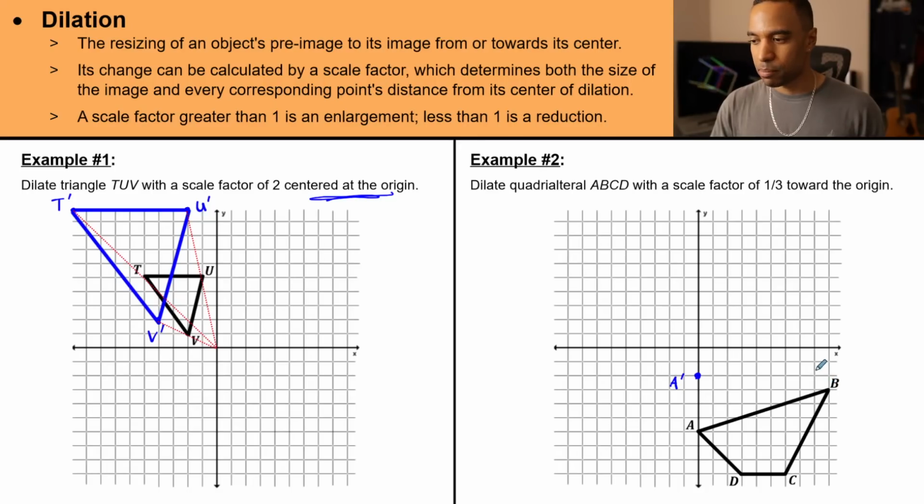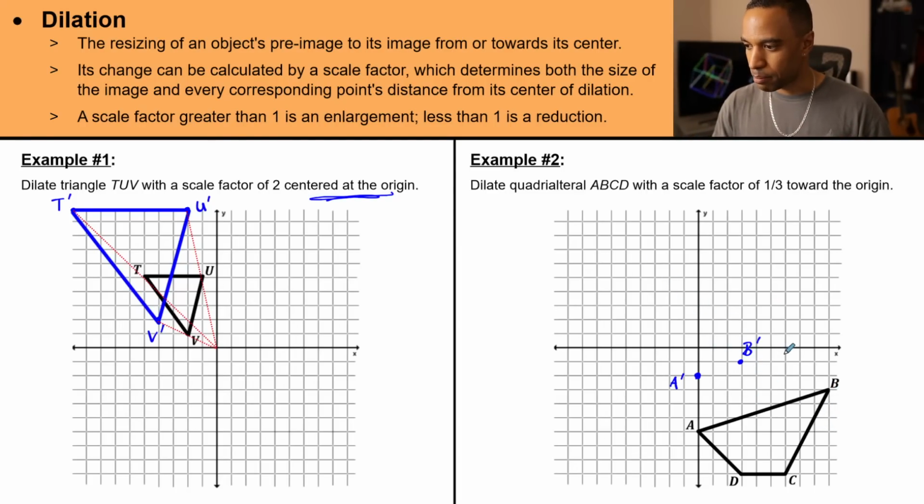B is at the point, if I counted it right, 9, -3. 9 for X, -3 for Y. What's a third of 9? 9 divided by 3 is 3. So I'm going to go 3 over. And a third of 3 is 1. I'm going to go 1 down. Here's B prime. Everything's going to be a lot smaller, remember. And remember, it's not just 3 times closer to the center. It's 3 times smaller. The object is 3 times smaller. Every part.